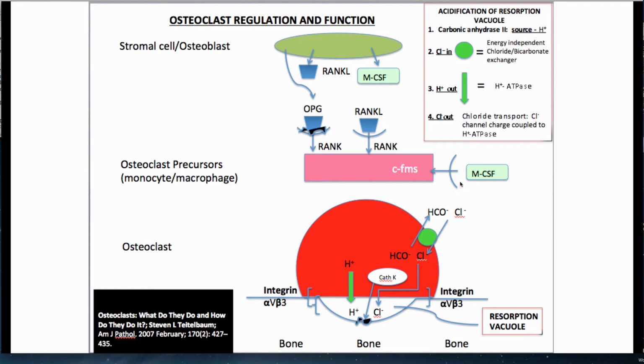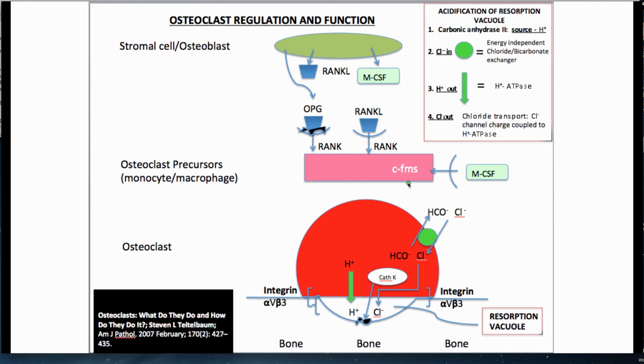It changes to do this by polarizing on its contact with bone and by altering its cytoskeleton in response to matrix-derived signals which are linked to the integrin alpha V beta 3, leading to its ability to create a highly acidic microenvironment in the gap between it and the bone surface, the so-called resorption vacuole, where the dissolution of mineral precedes the lysing of the organic components of bone, principally by cathepsin K.